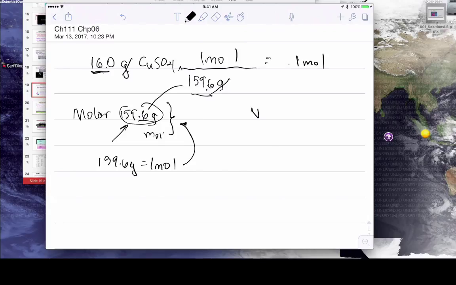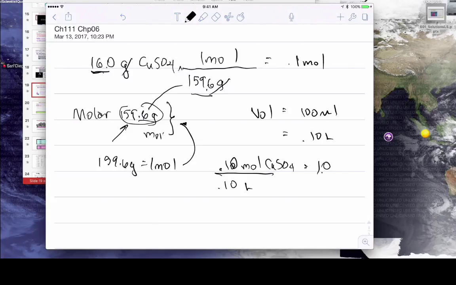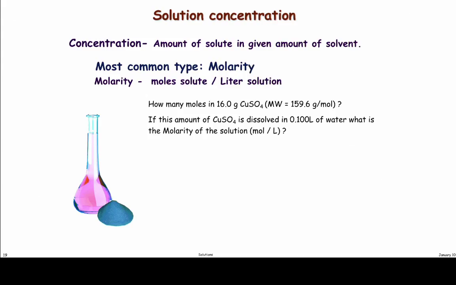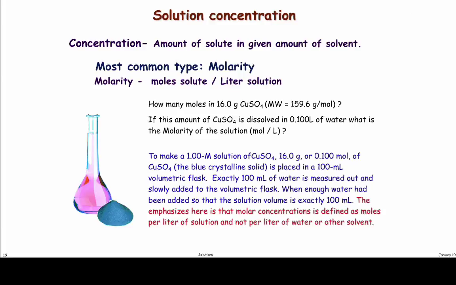Now, the volume that we have in this particular case happens to be 100 milliliters, which is equal to 0.10 liters. So if you have 0.10 moles of copper sulfate and you have 0.10 liters, then what you have is a 1.0 molar solution. And that's what we see here in terms of the calculation. We have a 1.0 molar solution right here.